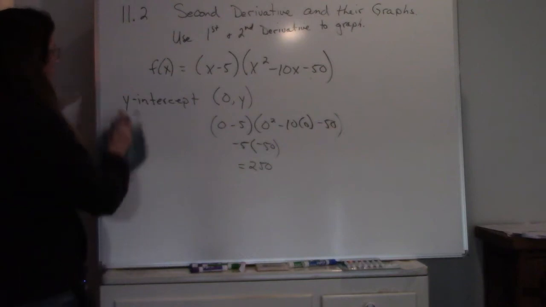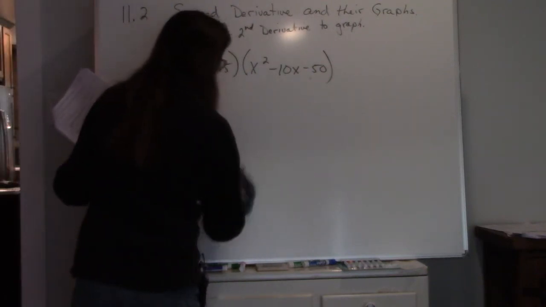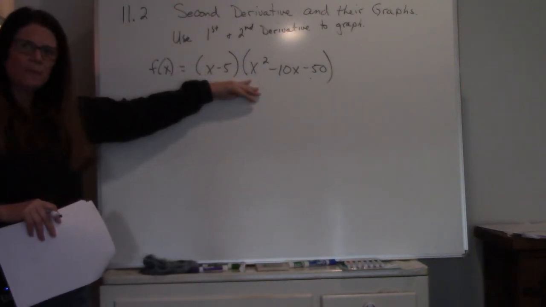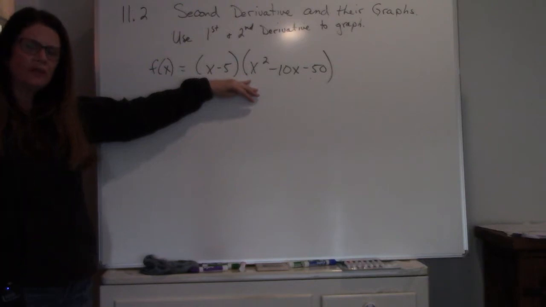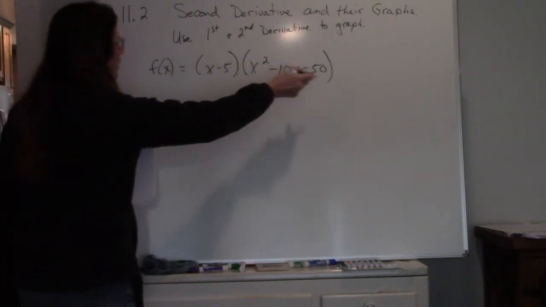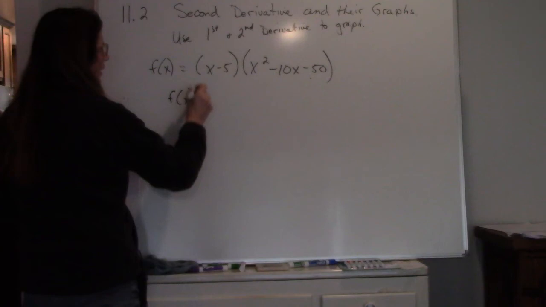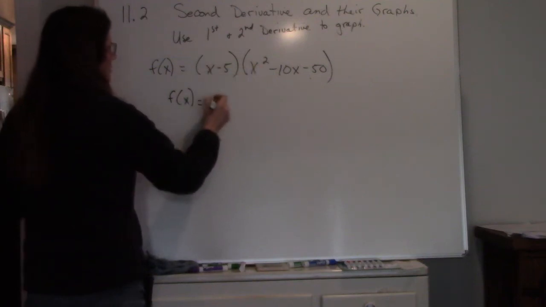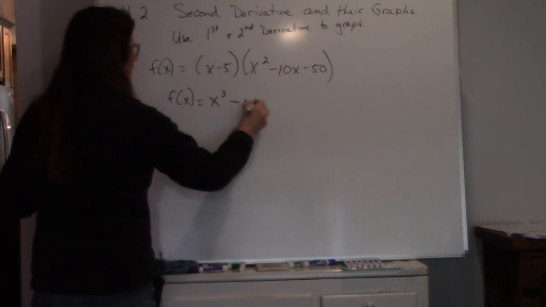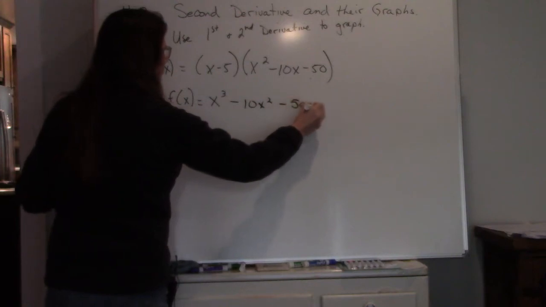Whenever it asks for increase or decrease, you have to find your first derivative. Well, you can use the product rule if you want, but remember, you always want to try to avoid the product rule just because it's a lot more process than you need. So I'm just going to use my distributive property and multiply this out. So x times x squared is x cubed. X times negative 10x is negative 10x squared. X times negative 50 is negative 50x.